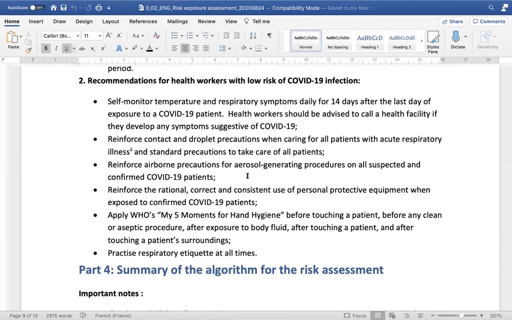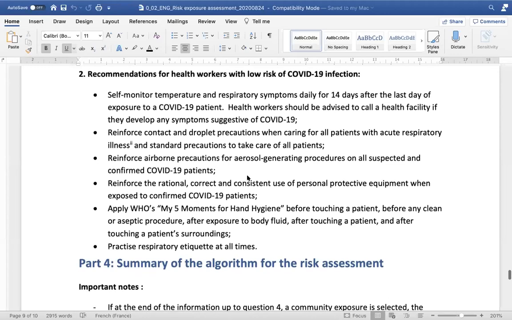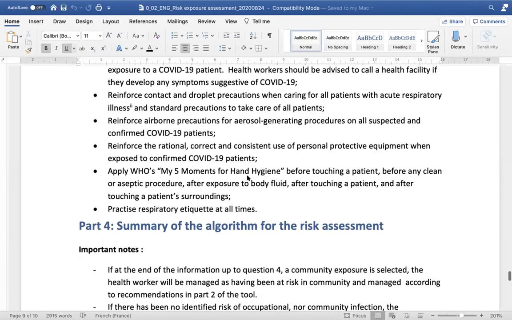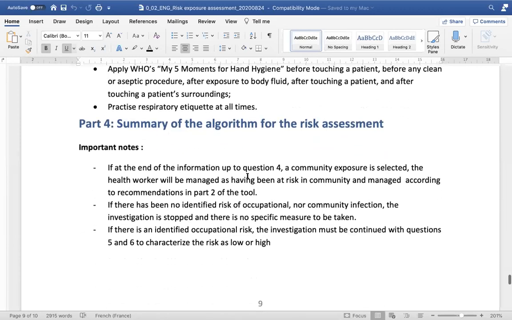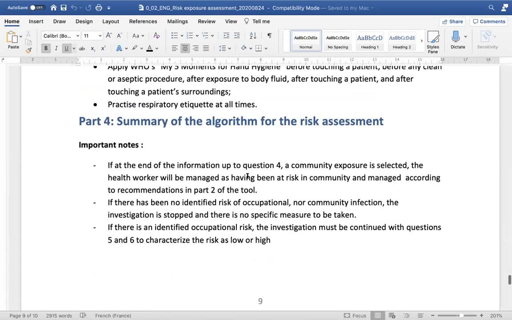So for patients with low risk, they need to self-monitor their temperature and respiratory symptoms. We need to reinforce contact and droplet precautions, reinforce airborne precautions, reinforce the rational, correct, and consistent use of PPEs, and also talk about the WHO's 5 moments of hand hygiene and practice respiratory etiquette at all times.